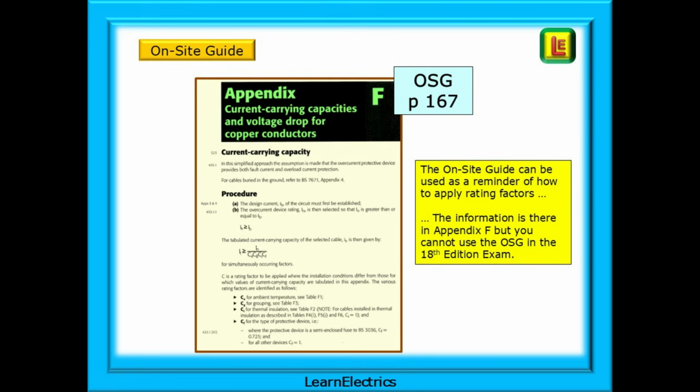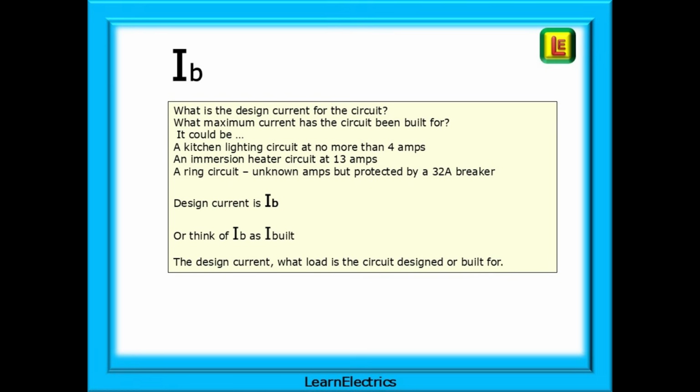The on-site guide can be used as a reminder of how to apply rating factors. The information is there in Appendix F, but you cannot use the on-site guide in the 18th edition exam. Take a look, but we will use only the Big Brown Amendment 2 book for calculations in the rest of the video. There are three important I numbers that we must get in the right order.